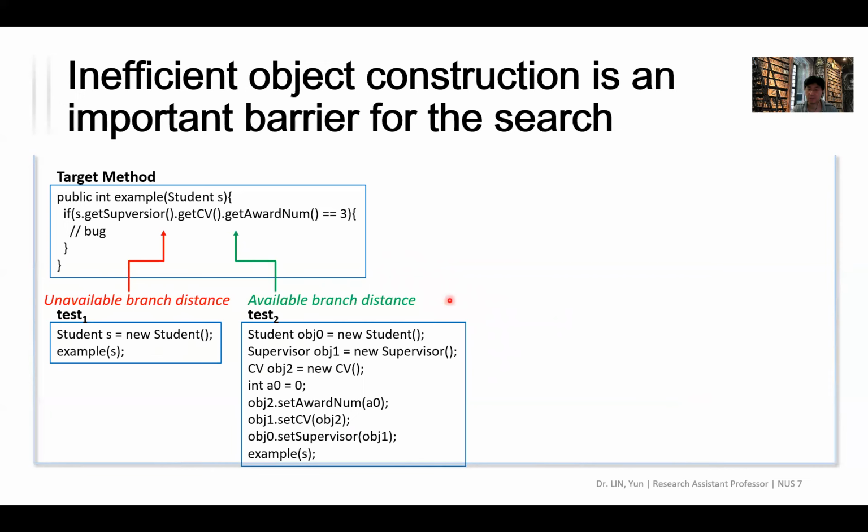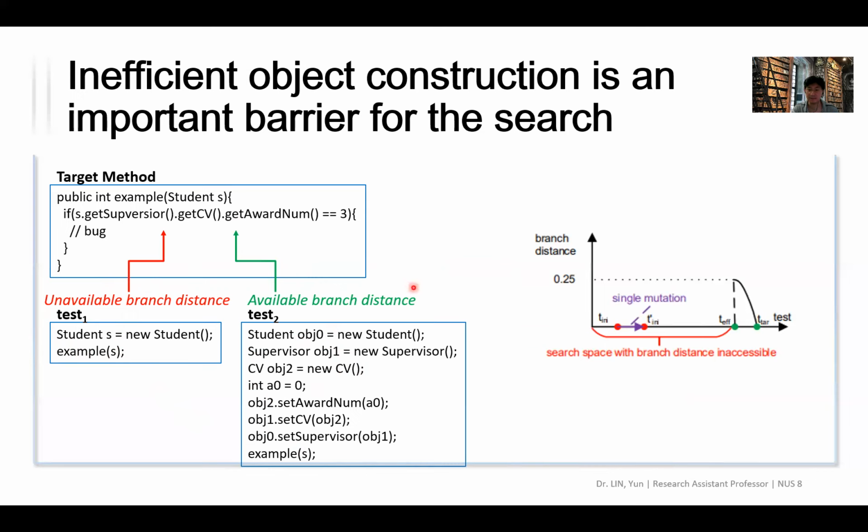And our observation is that one of the most important barriers that make search-based testing ineffective is the problem of inefficient object construction. SBST algorithms can be much more effective if we can search based on a test case with well-constructed objects. Here is an example. Given a branch, the first test case has no branch distance accessible because a null pointer exception will happen when evaluating the branch expression. In contrast, the second test case has a branch distance, which can guide the search.